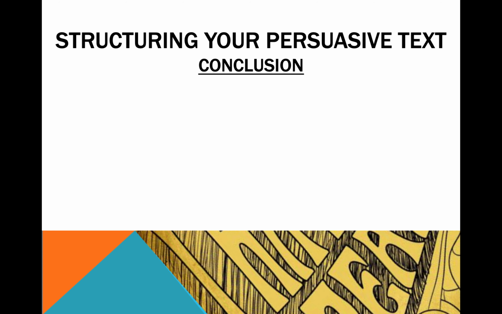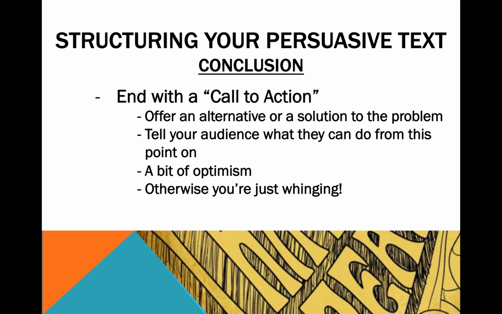From there, you have to write a conclusion. And in persuasive writing and persuasive speaking, this is what's known as a call to action. And the definition of a call to action is right there in its name. You are calling your reader or your listener to take action. So offer an alternative or a solution to the problem. Tell your audience what they can do from this point on and bring a bit of optimism. If you don't offer any solutions or any alternatives, you're just whinging, and nobody likes a whinger. Actually bring something to the table and tell your listener what they can do.